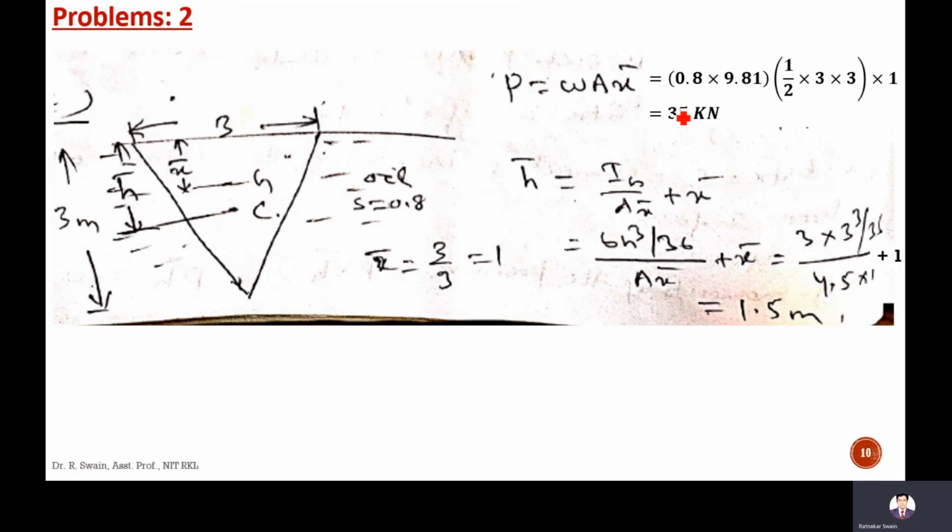So the total pressure is 35 kilonewton and the center of pressure is Ig by A x bar plus x bar. Ig is BH cube by 36 because it is about the CG, and B is 3, H is 3. So 3 into 3 cube by 36 divided by area, which is 4.5, half into 3 into 3, that's 9 by 2, 4.5 into 1, plus 1. So it will give you 1.5 meter.